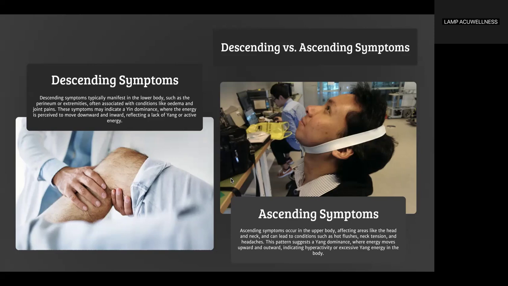Ascending symptoms occur in the upper body, affecting areas like the head and neck, and can lead to conditions such as hot flushes, neck tension, and headaches. This pattern suggests a yang dominance where energy moves upward and outward, indicating hyperactivity or excessive yang energy in the body.